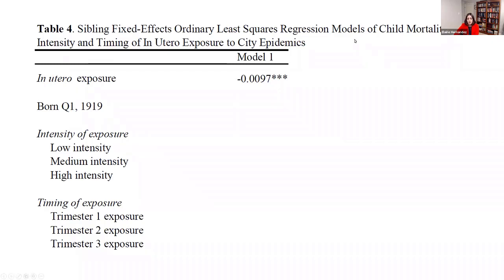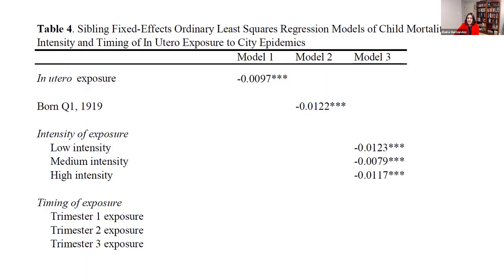Now, a standard approach is to look at those who were born in that first quarter in 1919, who were exposed in utero. We see the effect increases just slightly, to a 1.2% lower risk of dying in the interim. Next, we look at whether fetuses were exposed to a low intensity, a medium intensity, or a high intensity city. And we see that regardless of intensity, they had a lower probability of dying in that interim.